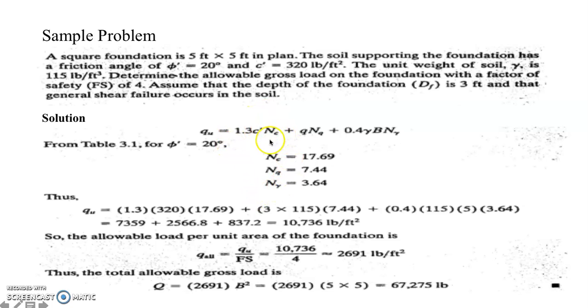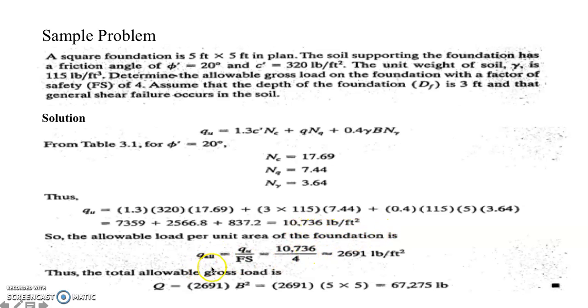So we have to identify our N sub c, N sub q, and N sub gamma, which are our bearing capacity factors, having phi equal to 20 degrees. Then afterwards, you simply have to substitute the given values so that we can obtain our ultimate bearing capacity, which is 10,736 pounds per square foot.